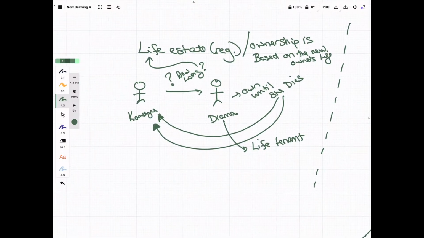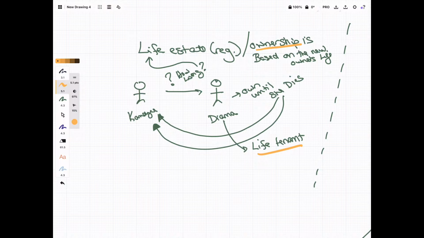This is just a regular life estate where the ownership is based off of the life tenant. So give me a thumbs up if you understand that so far. Give me a thumbs up if the life estate versus a pur autre vie life estate makes sense.